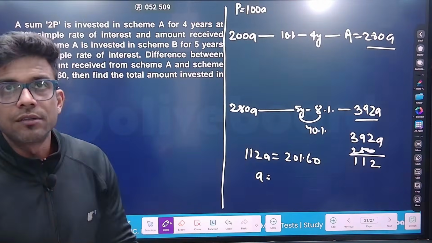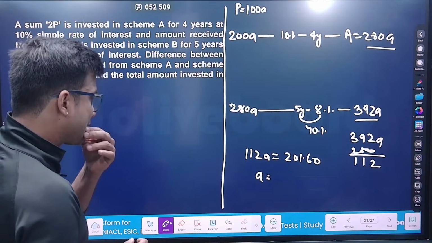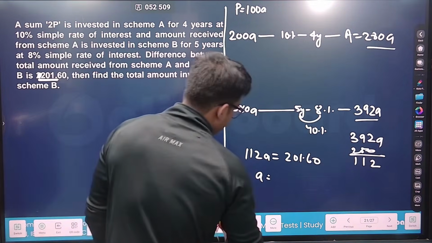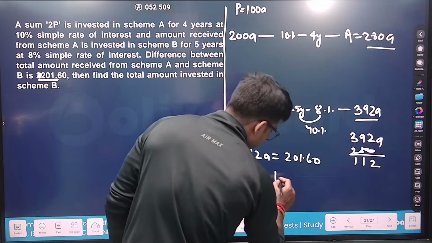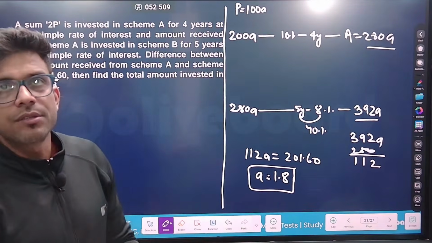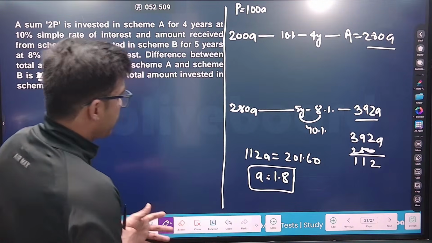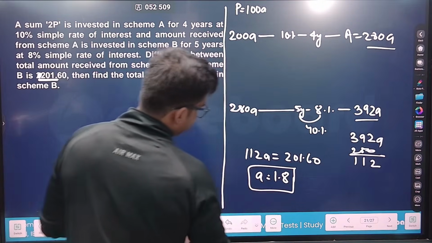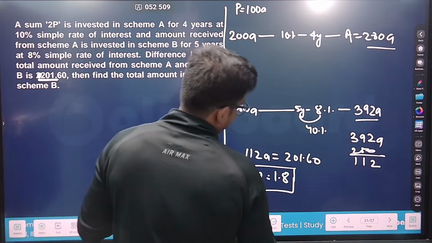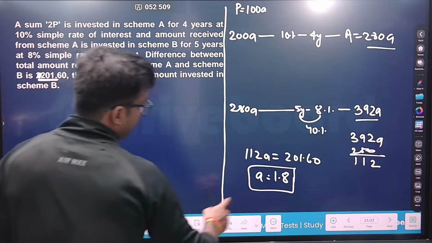Now how will A come? 201.60 divided by 112. So basically can I say A would be 1.8? You can check by yourself. Because it will go 18 times, no? 112A into 18 would be, yes, A would be 1.8.